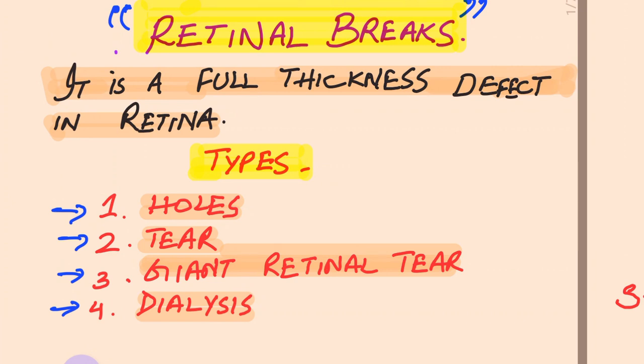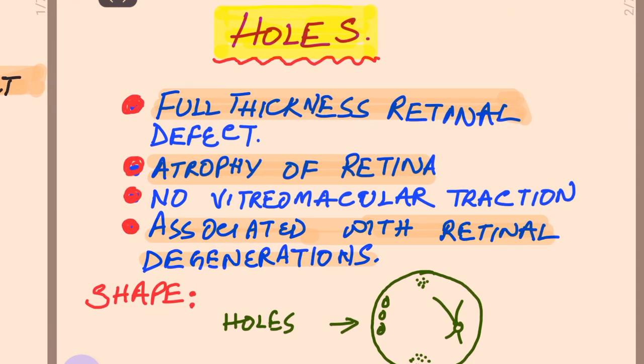They can be holes, they can be tears, they can be giant retinal tears which are bigger tears, and they can be a dialysis, which is the separation of a retinal tissue from the anterior part of the ora serrata. Now let's discuss these holes, these tears one by one. First of all, what are the holes? Now the holes are the full thickness retinal defects that are present in the retina.